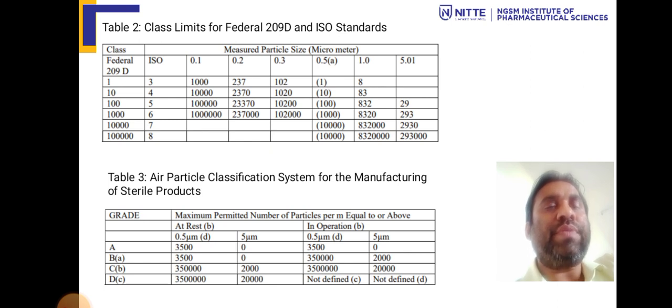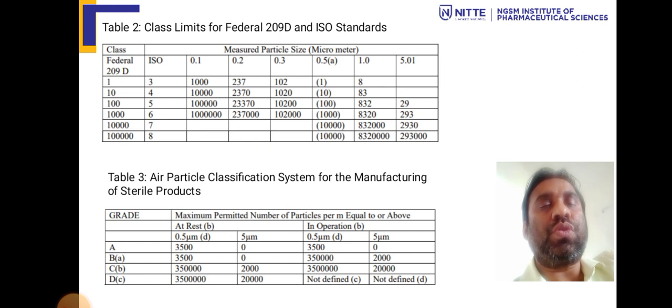So in this, what we have seen is the measured particle size in micrometers. If it is 0.1 micron, there should be only 1000 particles. If it is 0.2 micron, it should be 237 particles. 0.3 micron, 102. 0.5 micron should be 1 or less than that, and 1 micron should be 8. So as we go on, the particle count should get reduced from 1000 at 0.1 microns to 8 to 10 at 1 micron size.